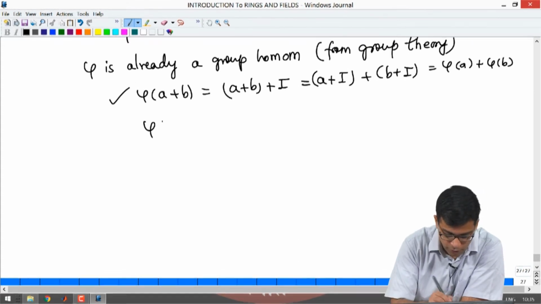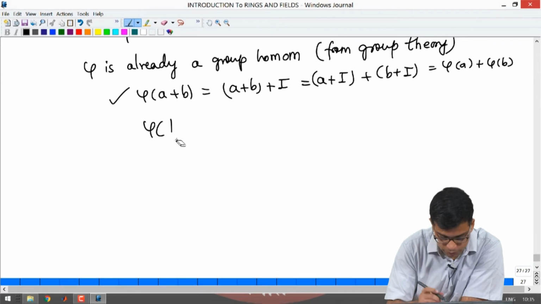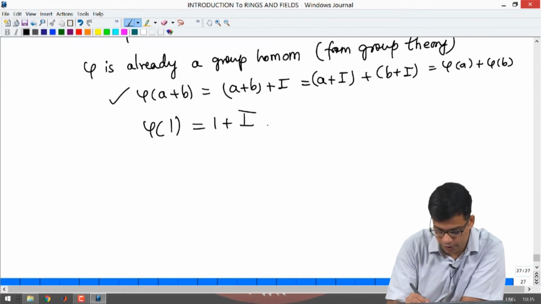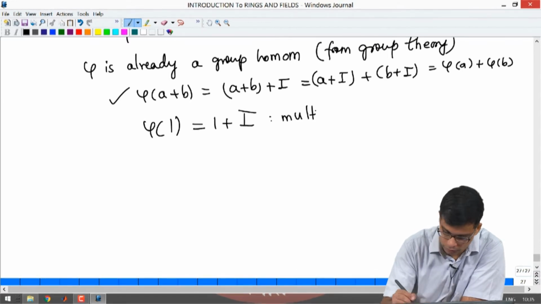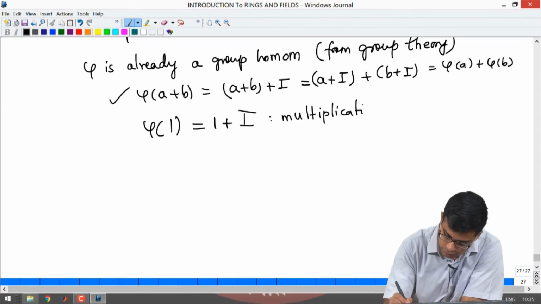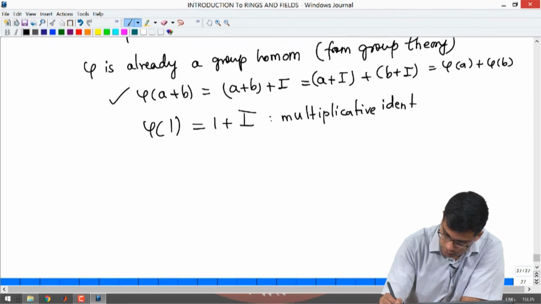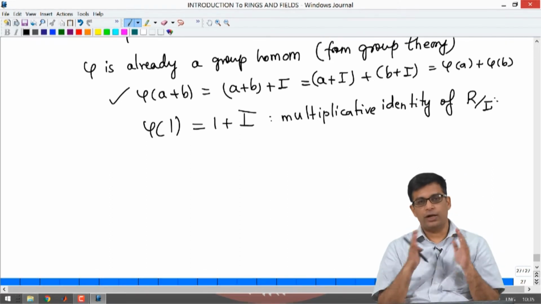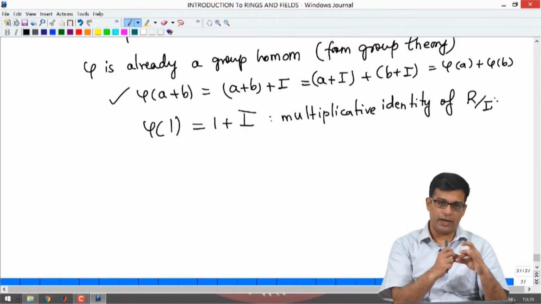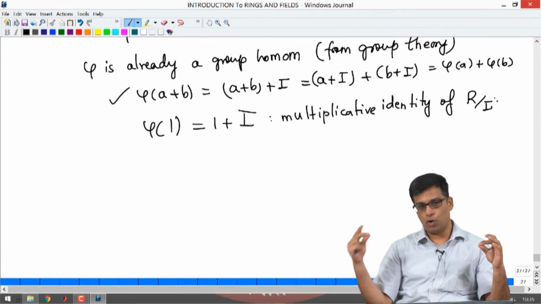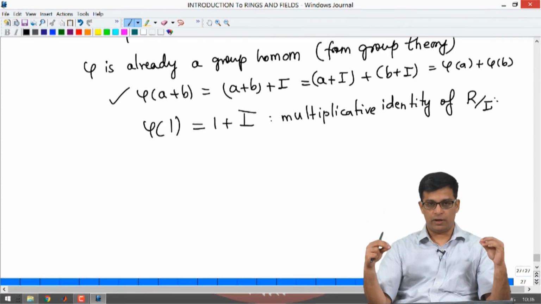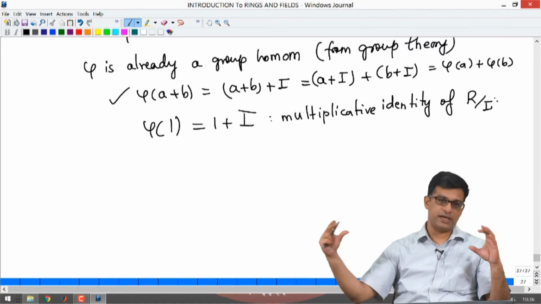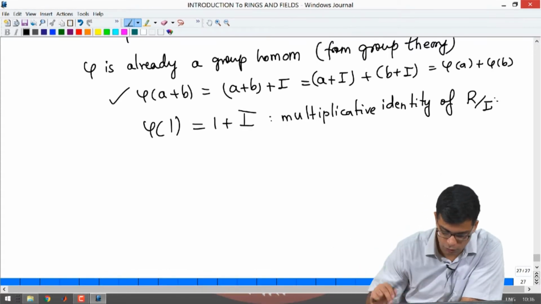What is phi of 1? Remember, phi of 1 must be 1, but phi of 1 is 1 plus I, which is the multiplicative identity. The second property of a ring homomorphism is that the identity element of the domain ring has to go to the identity element of the codomain ring. Here R is the domain ring, R mod I is the codomain ring, 1 is the ring identity element of R, 1 plus I is the identity element of R mod I. So, 1 goes to 1 plus I by definition.